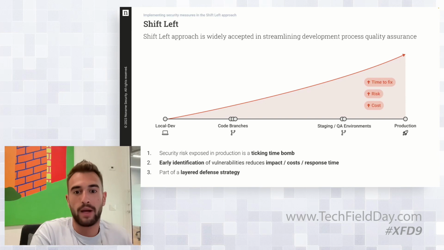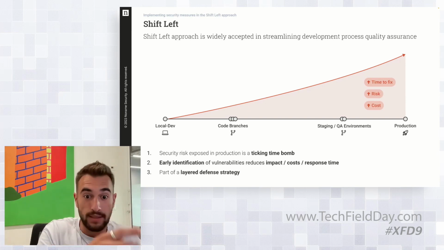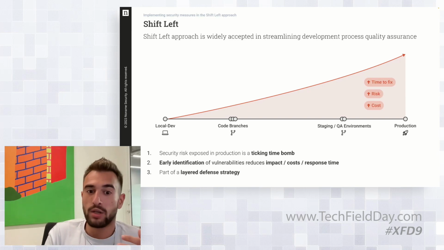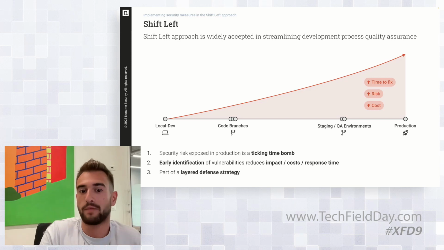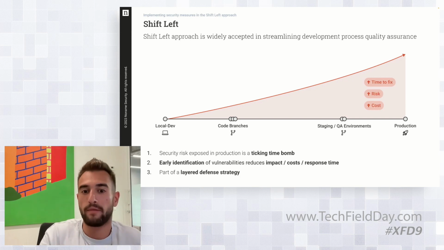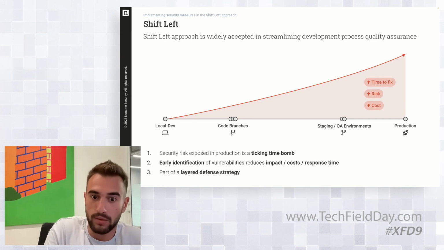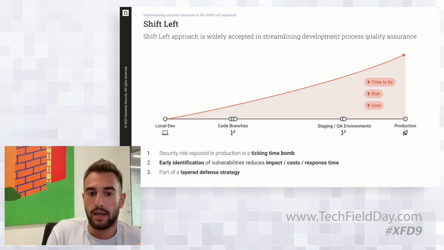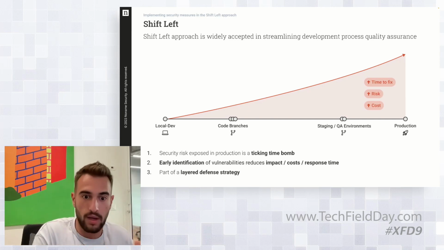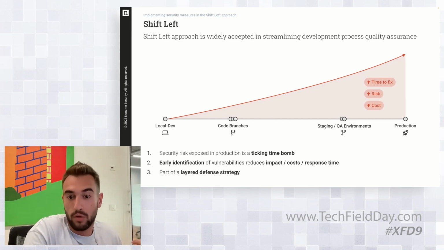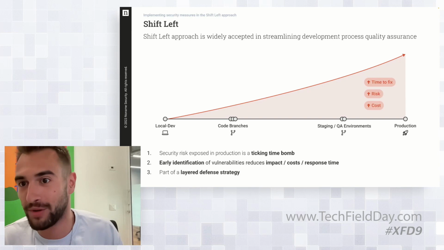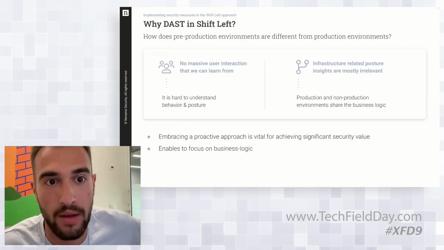And this means we want to provide security insights over your CI/CD pipelines that represent different code branches, over staging or QA environments, or even your developers' personal computers and IDEs. Today, we all understand that any security risk exposed in production is a ticking time bomb. Early identification and mitigation of vulnerabilities reduces impact, cost, and response time, and adopting a shift left solution in your security arsenal adds an important layer to your defense in depth strategy, which is, of course, super healthy.